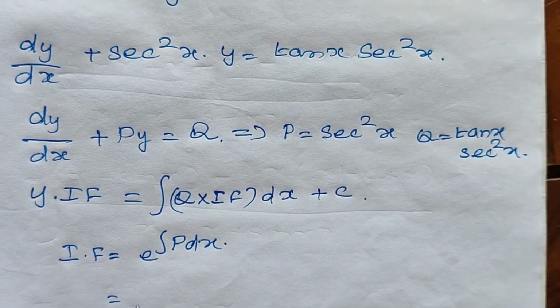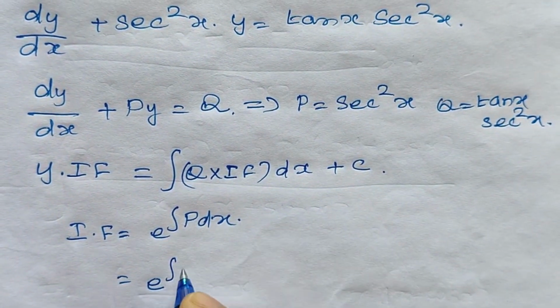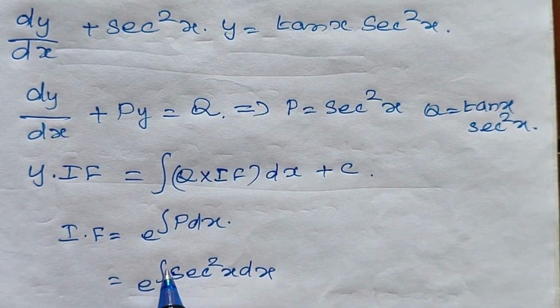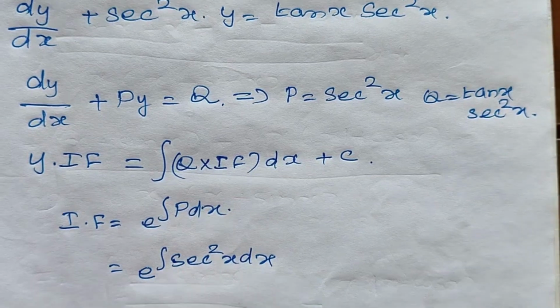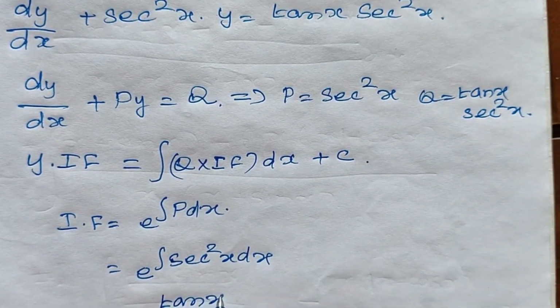So that is equal to e power integral p dx, where p equal to secant square x. So integral secant square x dx. What is the integral of secant square x? That is tan x. So the integrating factor is e power tan x.